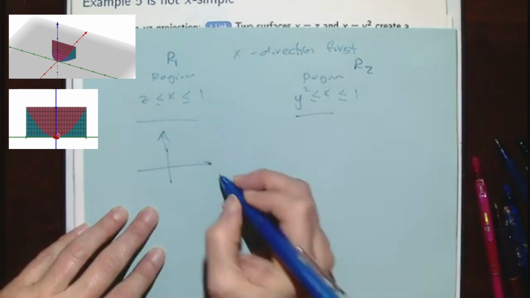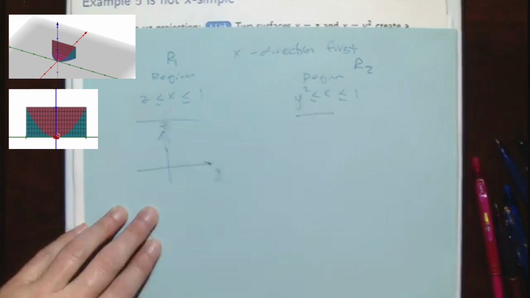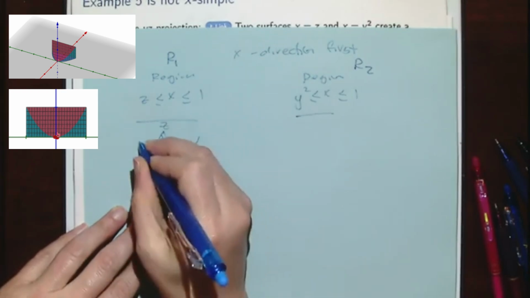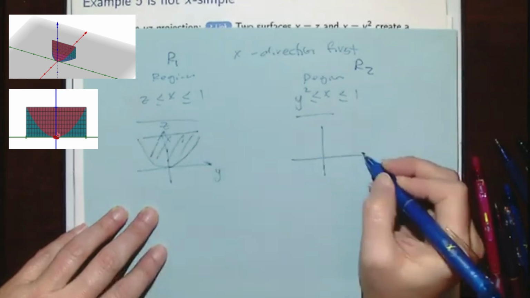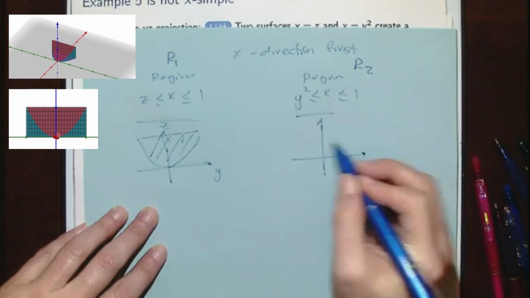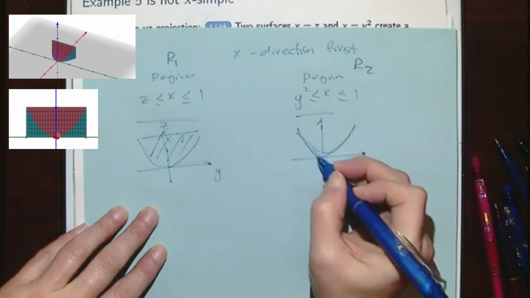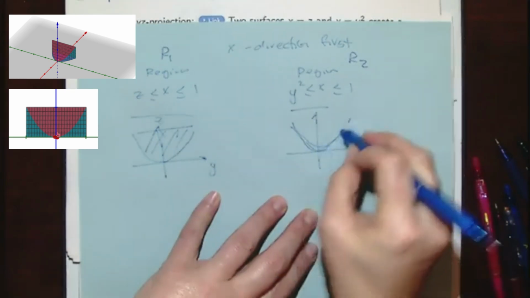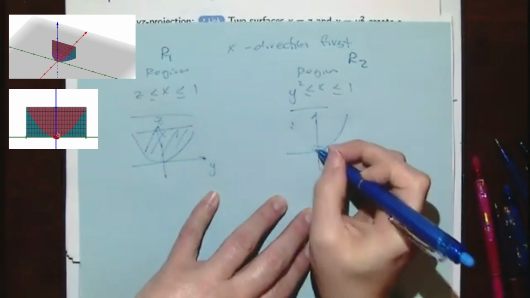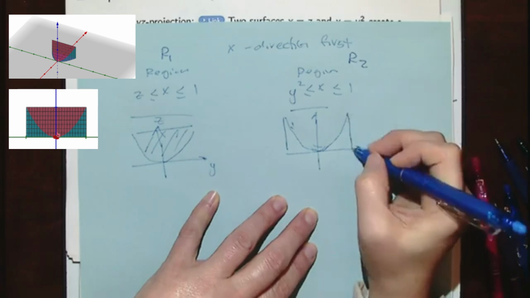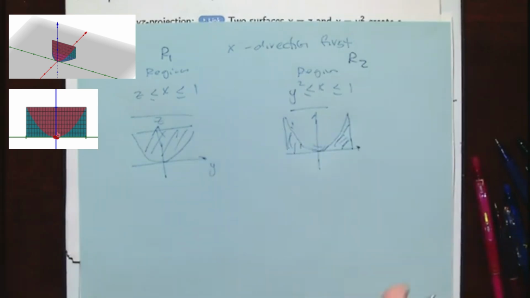So if I'm projecting on YZ, what I see is this is going to be above the parabola. And this one has to be below the parabola. If I call it parabola, it's going to be parabola. So two of these. Fair game?